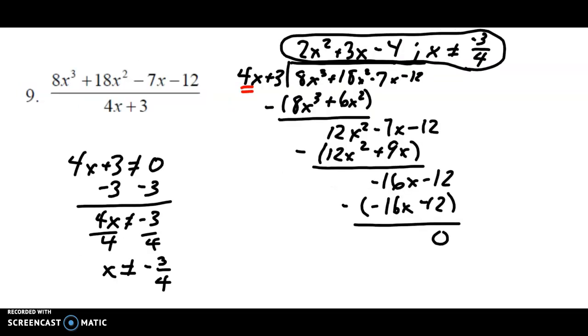Okay, here's the answer to number 9. I got 2x squared plus 3x minus 4. X cannot equal negative 3/4. Again, this had 4 terms. Nothing was missing. The thing with 4 terms is a lot of subtraction, so you want to take your time as you're going through.